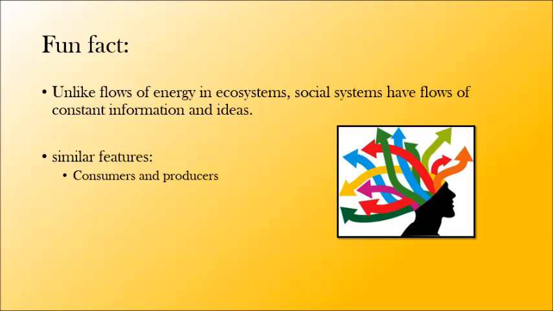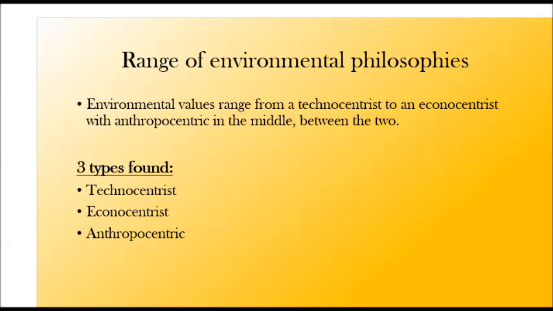A quick fun fact about this is that unlike flows of energy in ecosystems, in these social systems, we can find flows of constant information and ideas. And even though they are so different, they have similar features, such as producers and consumers in each system. In the social system, the producers release new inputs, which could be considered as documentaries, films, and books. And the consumers, which would be us, absorb and process the information.